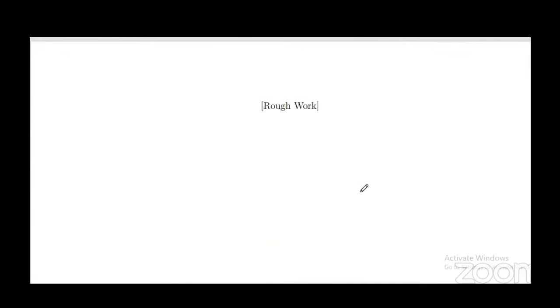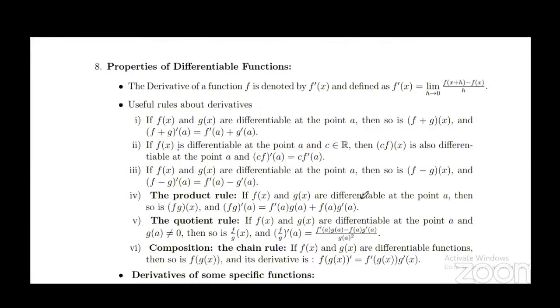Is there anything that you want me to solve with respect to differentiability? No, I haven't. Because of limits and all that, you just know how to do it.